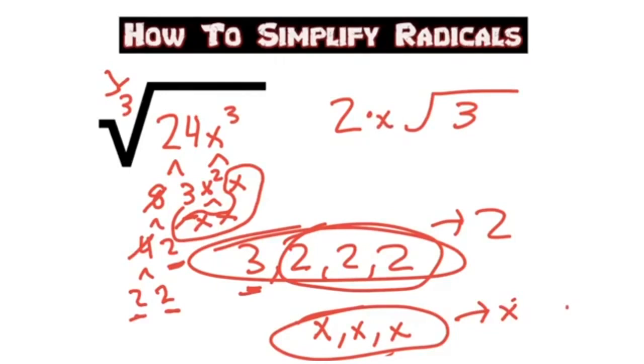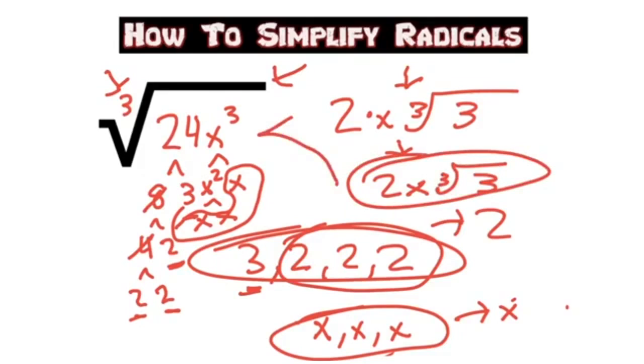And what's important is the root in our simplified radical is going to be a cube root. So don't forget that, because since what we started with is a cube root, the root in our simplified radical is also going to be a cube root as well. So this simplifies down to 2x cube root 3, and that is the simplified version of the cube root of 24x to the 3.